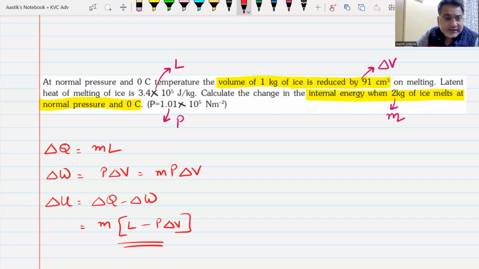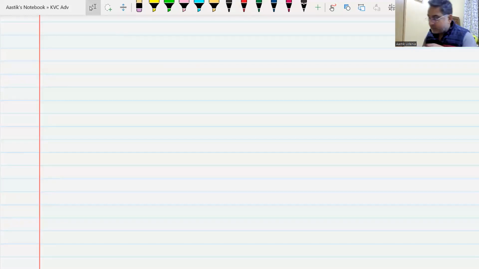That takes us to the next process. And the next process will be known as the isothermal process.